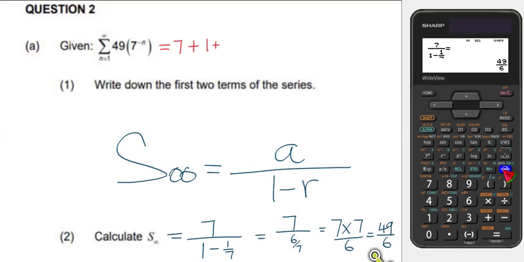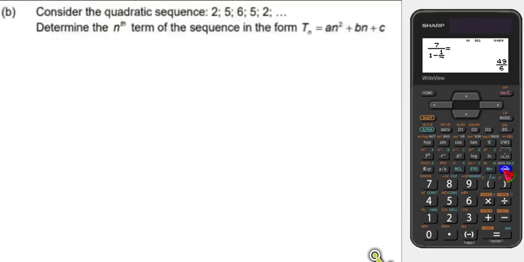All right, the next one, which is this one, quadratic. Consider the quadratic pattern 2, 5, 6, 5, 2. They're telling me already this is a quadratic pattern. Now determine the formula for the nth term. I know it's saying 10 minutes. All right, so the nth formula.